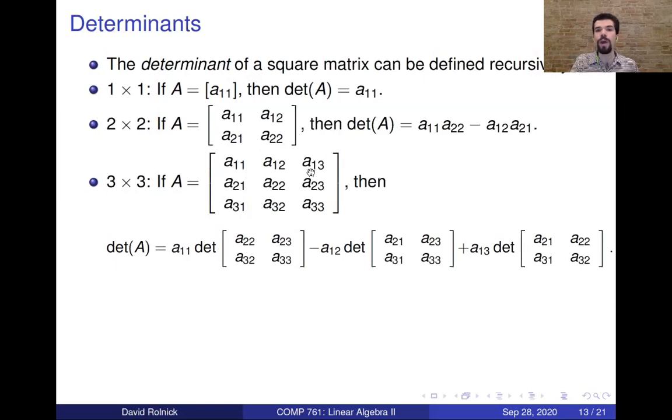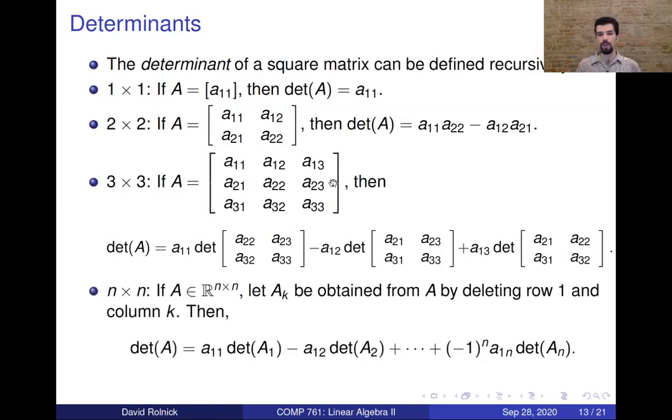And then you add A13 times the determinant of what happens if you kill the column and row of A13. And in general, this will be alternating the sign. So how does this work in general?